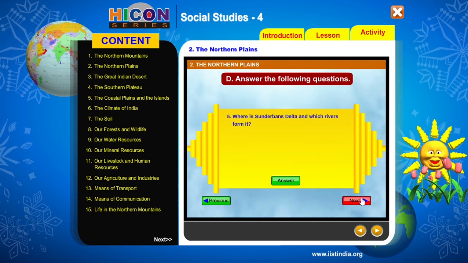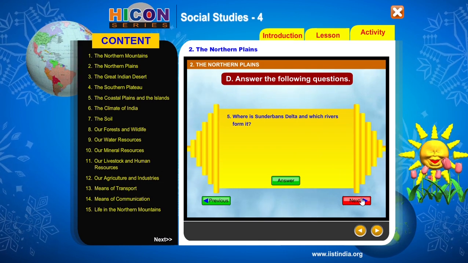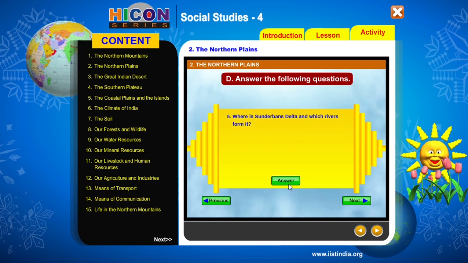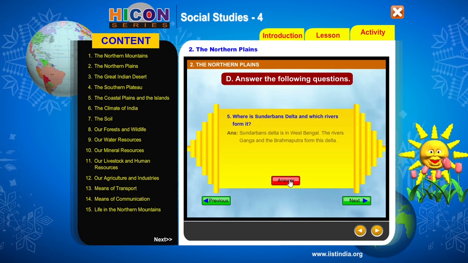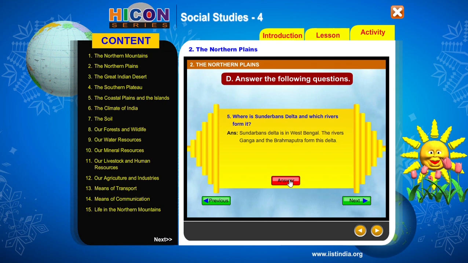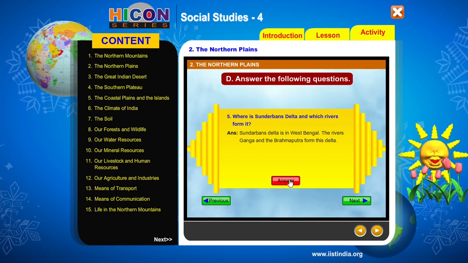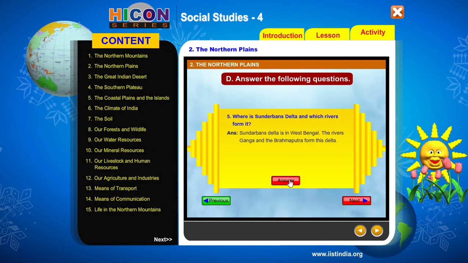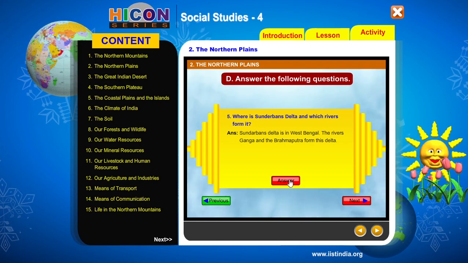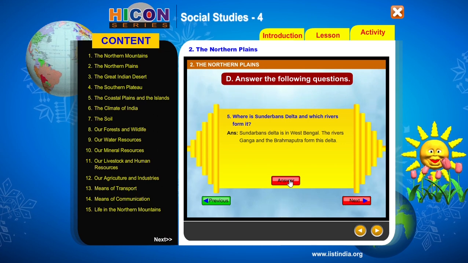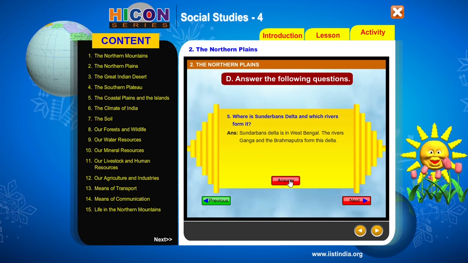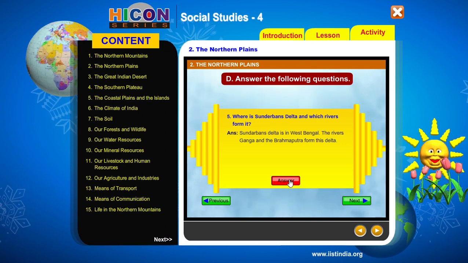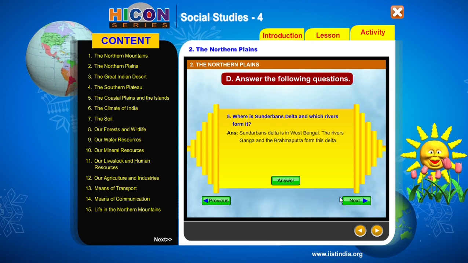Next question. Where is Sundarban Delta and which rivers form it? Where is Sundarban Delta? Sundarban Delta is in West Bengal. The rivers Ganga and Brahmaputra form this delta. The Sundarban Delta is in Bangladesh and West Bengal. The rivers Ganga and Brahmaputra form this delta. Right? Now the next question.